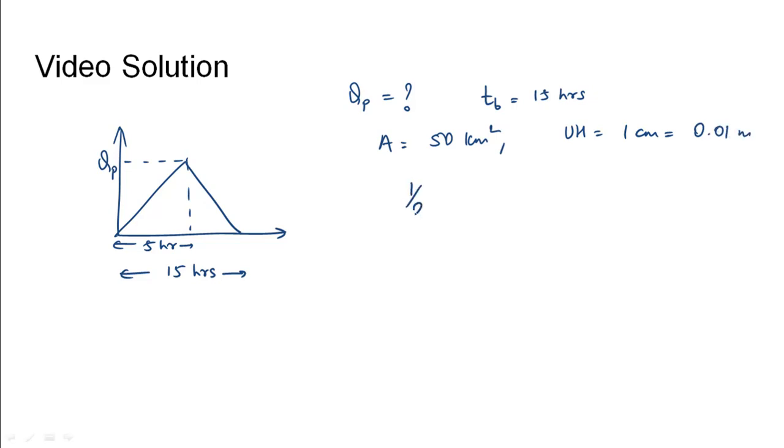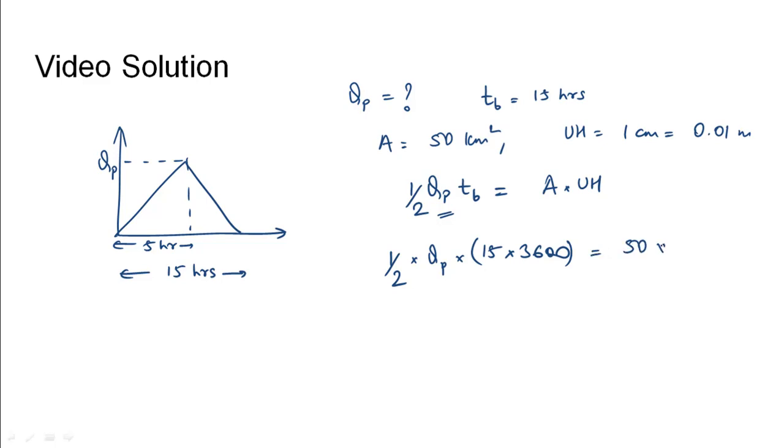So the area of the hydrograph would be half Qp into the time base equals the area of the catchment into the unit hydrograph's magnitude. So this would be half into Qp, which needs to be found, into 15, but this should be taken in seconds since Qp is in meter cube per second. So area 50 into 10 to the power 6. So square kilometers would be converted to square meters in the SI units. Unit hydrograph will be taken as 0.01.